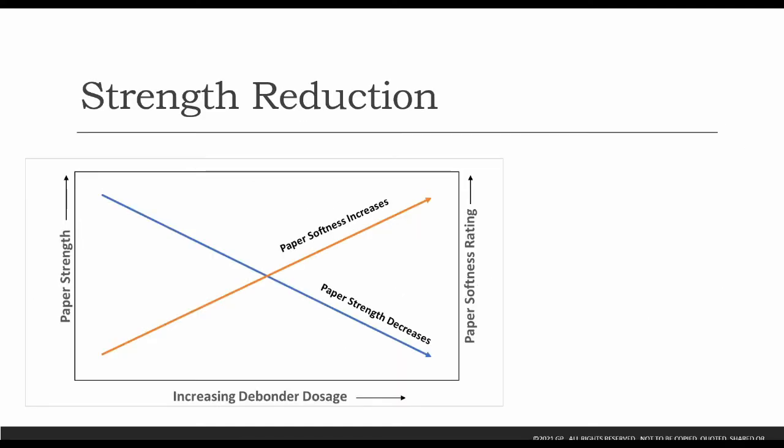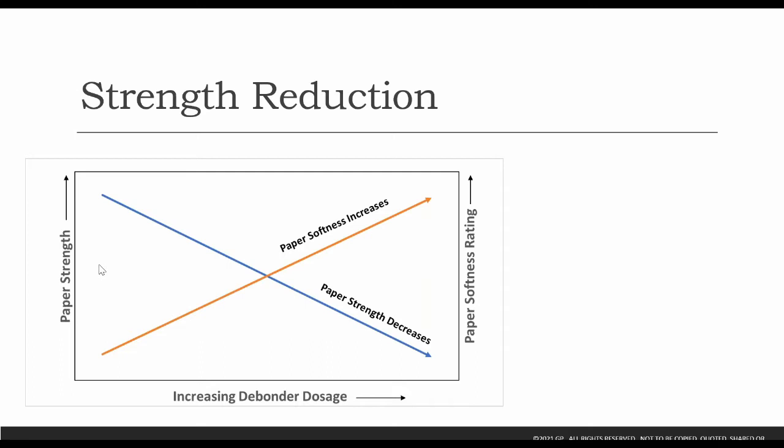Now, why would we want to decrease the strength of our paper? The important relationship that I want to point out is that there is an inverse relationship between the strength of paper and something called the paper softness. Now, this graph shows that as you go from left to right, you increase the debonder dosage. We already talked about how by doing that, you will decrease the paper strength, which is this blue line. You increase your debonder, you reduce strength. What you're also doing is increasing the paper softness because of this inverse relationship.